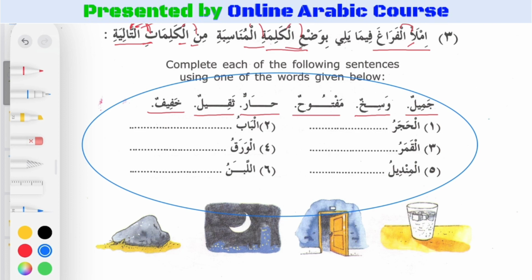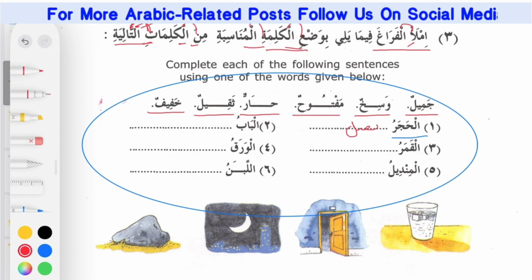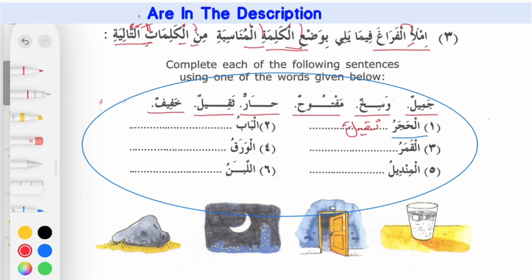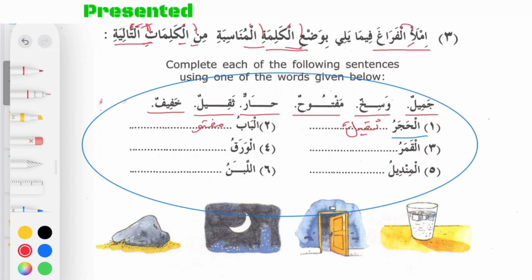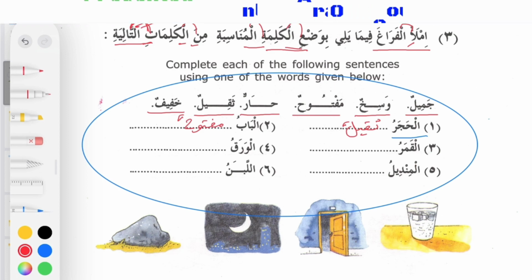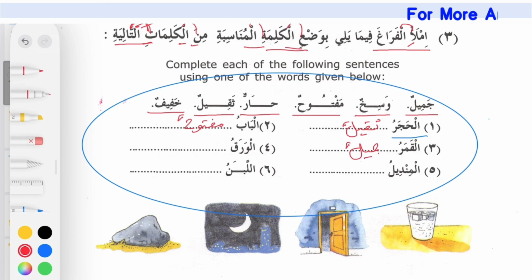So the first one is al-hajaru. What will you write? Thaqilun. Yes, thaqilun. Al-hajaru thaqilun. Number two, al-babu. Yes, maftuhun. Al-babu maftuhun. Al-hajaru thaqilun. The stone is heavy. Al-babu maftuhun. The door is open. Al-qamaru jamilun. Yes, al-qamaru jamilun. The moon is beautiful.